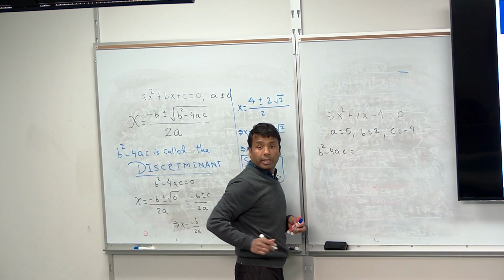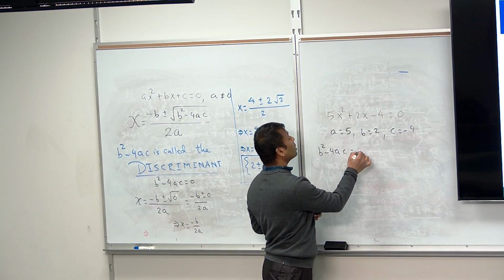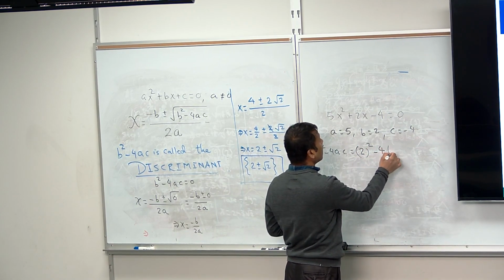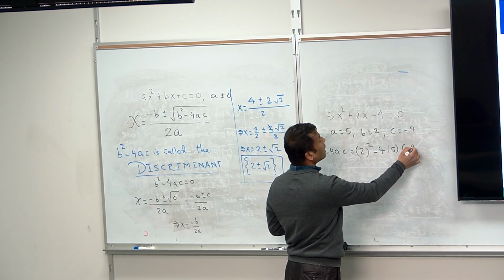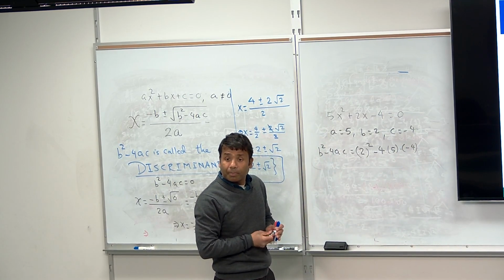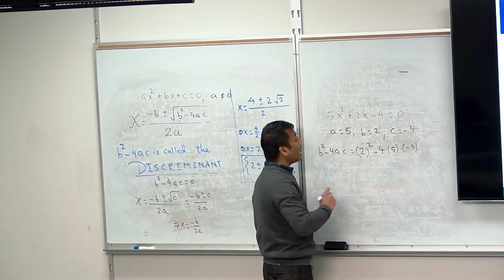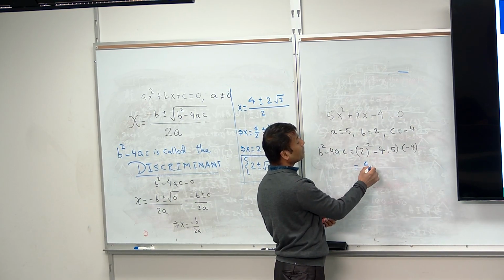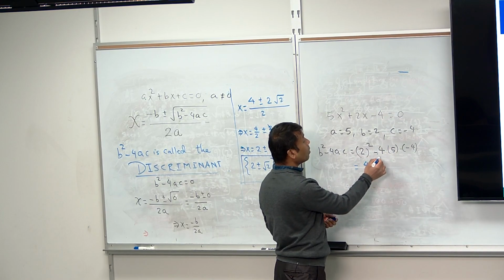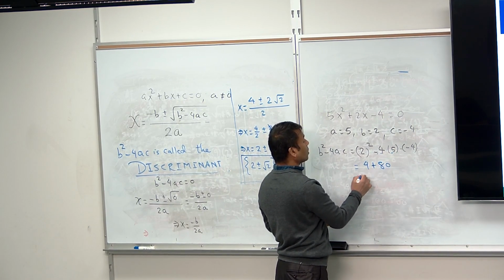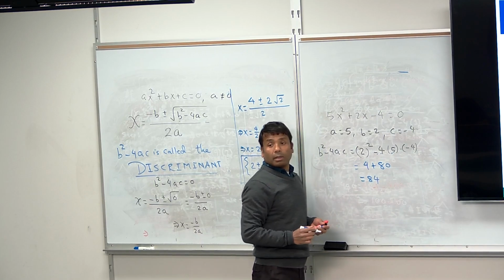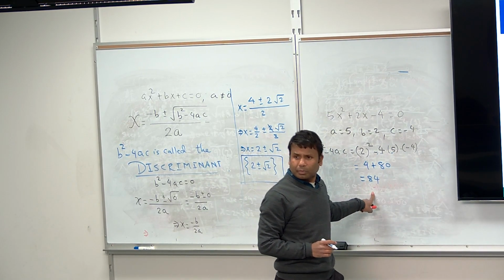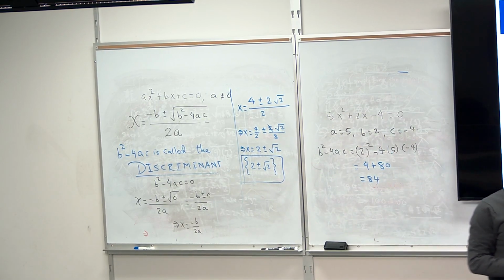Now, you find the discriminant, b square minus 4ac. So b square is 2 square minus 4 times. What is your a? 5. What is your c? Negative 4. What is this? 4. And this is negative times negative positive, 4 times 5, 20 times 4, 80. So this is 84, right? This 84 is not a perfect square.